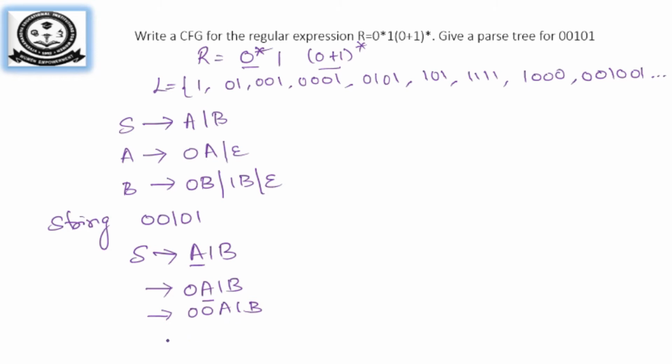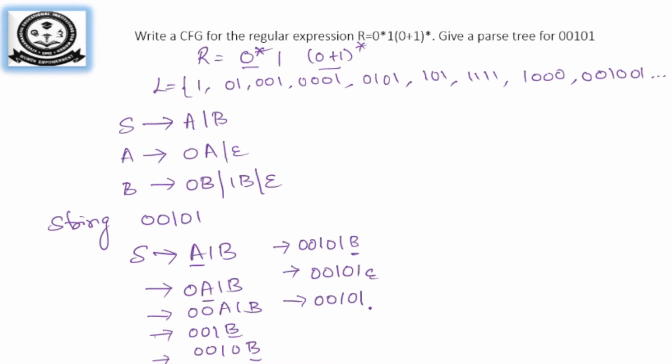Now this A can be made epsilon, so I will make it 001B. Now B can be replaced with what I need, which is 01, so I will take it as 0010B. Again B can be substituted as 00101B. Finally this B can be given as 00101 epsilon. So finally you will get 00101. So the string is accepted. Now with this derivation we will draw a parse tree for the given string.